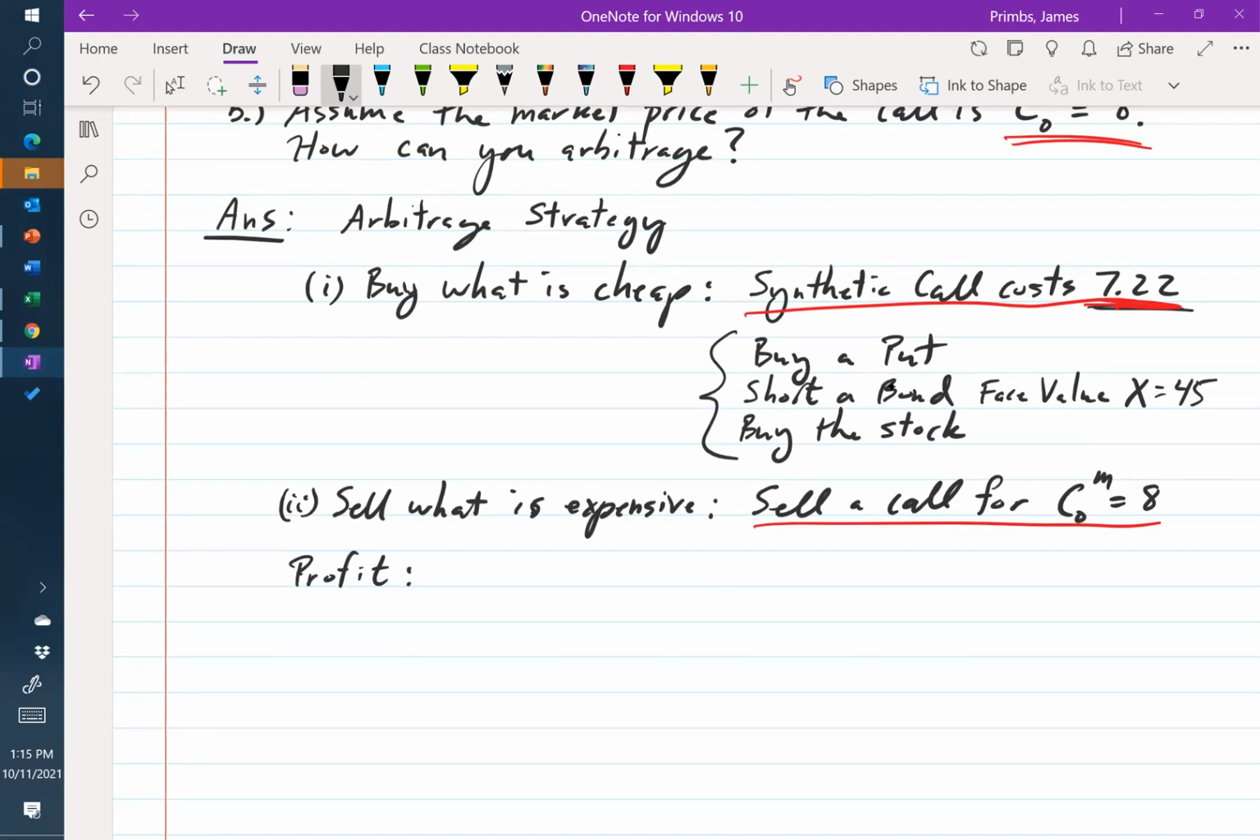My profit is going to be the difference, so the market price minus the cost of the synthetic. So that's $8 minus $7.22. So I'm going to make 88 cents. That's not 88 cents, 78 cents. All right, I was trying to cheat there.